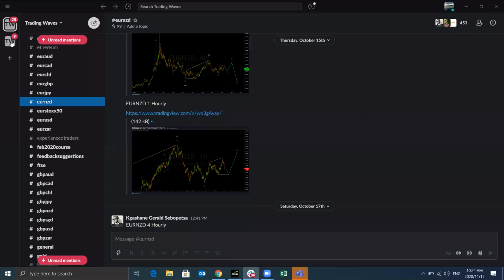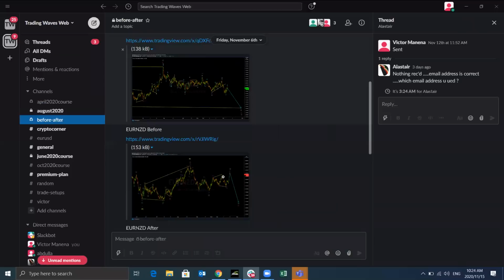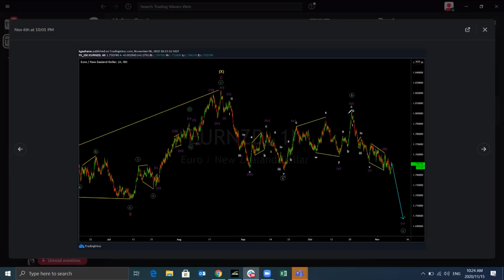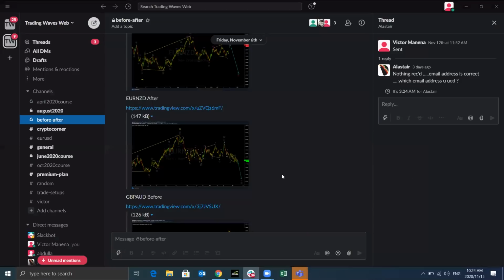So let's have a look at the rest of the trade setups. I'm going to start from 2 weeks back. So this was Euro New Zealand. We've already talked about Euro New Zealand, and this is the 950 pip drop eventually that we got here on Euro New Zealand. So we have dropped from here, and we've gone up around this area. We're now looking for a reversal around this area. That was Euro New Zealand. So let's look at the rest.